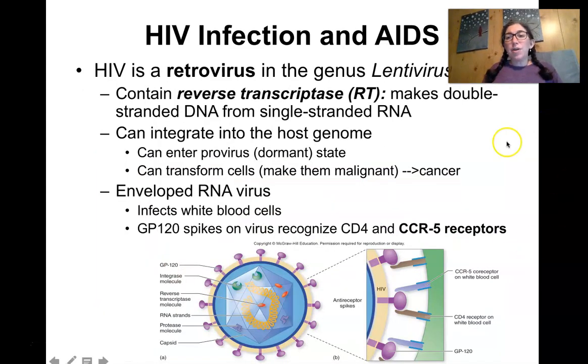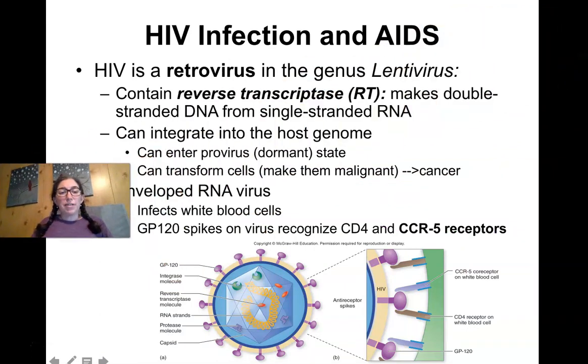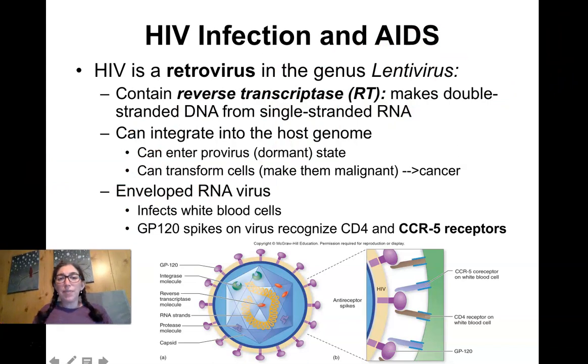All right, so what kind of virus is HIV? It's unique in that it's what we call a retrovirus. It's an RNA virus, but it makes copies of its genome by converting the RNA into DNA.